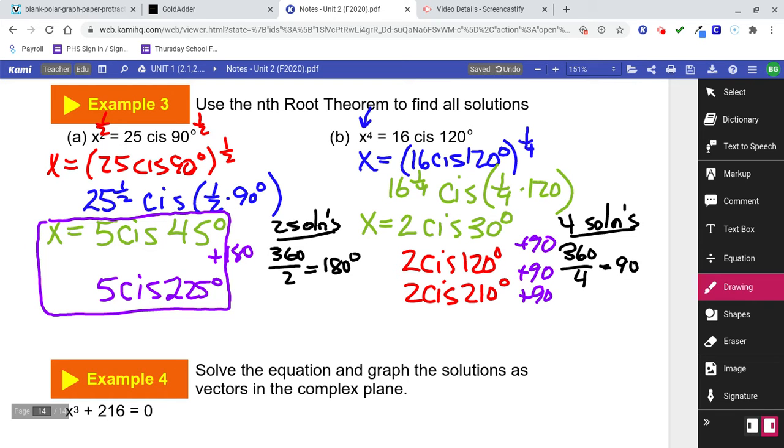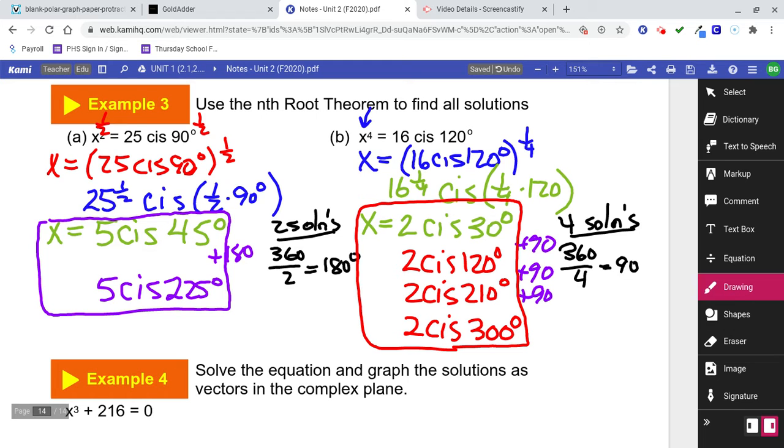How do I know how many times to add 90? Right, how many answers I have, and I know I need 4 solutions, right? So just keep adding 90 until you get 4 solutions. So we need to do it one more time. Add 90. We're going to get 2 cis 300. There are my 4 solutions, okay?